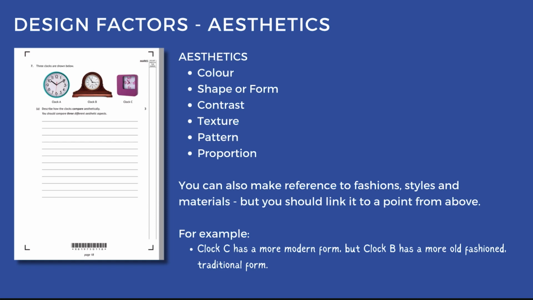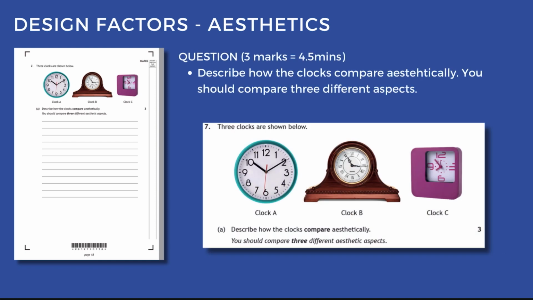So for example, clock C has a more modern form, but clock B has a more old-fashioned traditional form. If you say things like clock B is old-fashioned, it can be harder for the marker to award you the marks. So this question is worth 3 marks, which would mean it should take you about 4.5 minutes within an exam setting. Now hopefully in other parts of the paper you might have banked more time because you're able to answer questions in a quicker speed, which means that even though we're saying 4.5 minutes, it could take you longer to do this sort of question because it is more challenging.